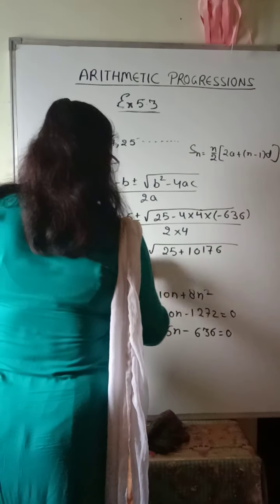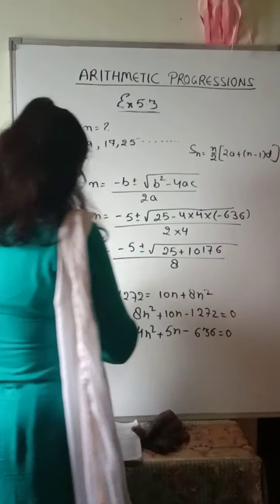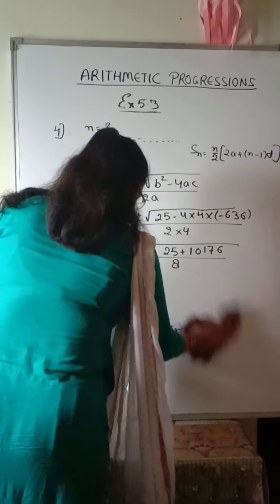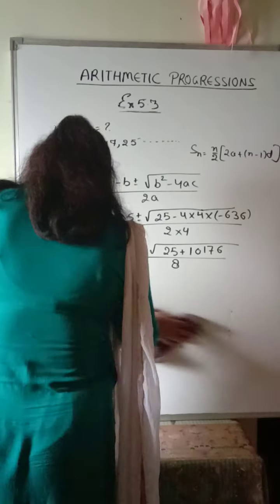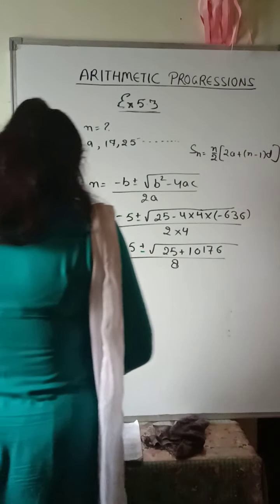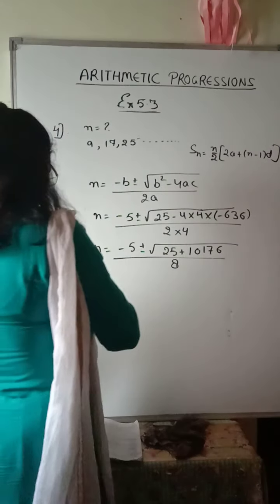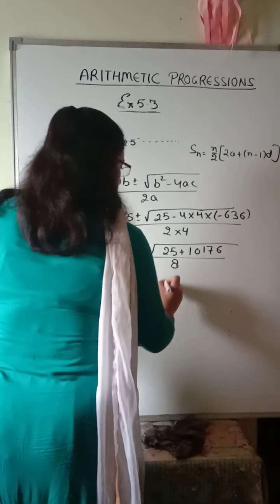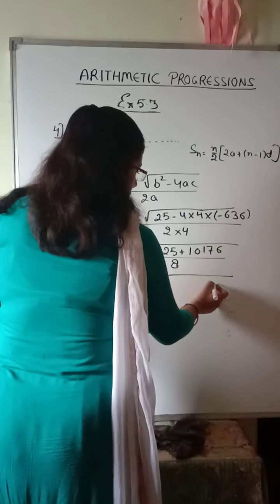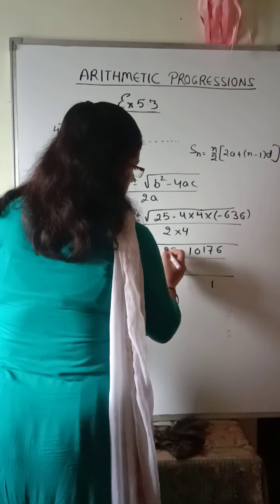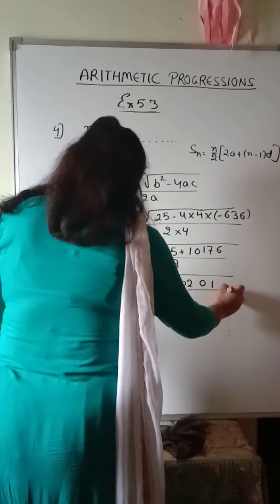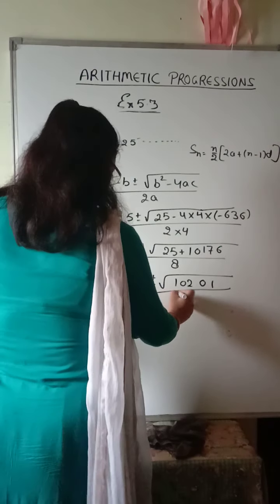10176. Okay, whole divided by 4 twos are 8. Now we can solve this. So what will we get? n equals minus 5 plus minus root of, 6 11 का 1 carry over 1, 7 8 9 10 का 0 carry over 1, 2 0 1, 10201, and divided by 8.